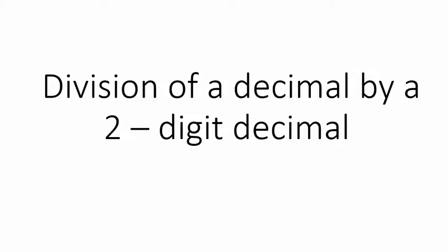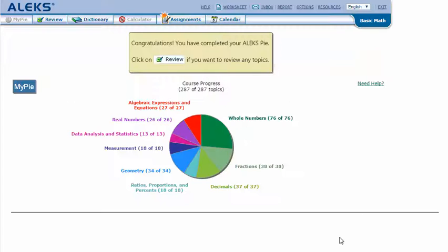Division of a decimal by a two-digit decimal. In your ALEKS Pie, mouse over the light green slice, Decimals, to reveal the drop-down list of topics you need to cover. Click on Division of a decimal by a two-digit decimal.